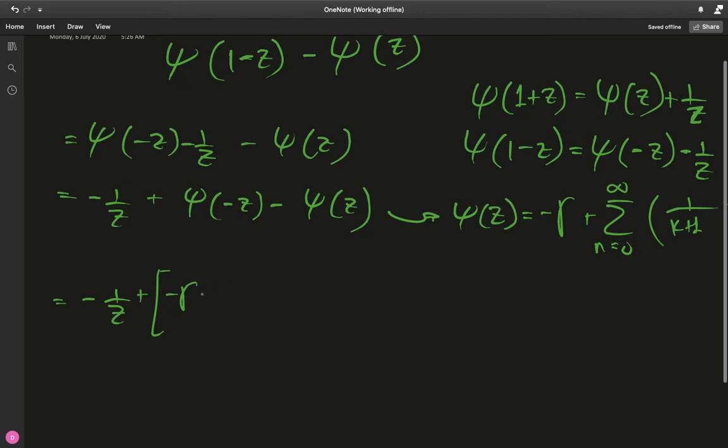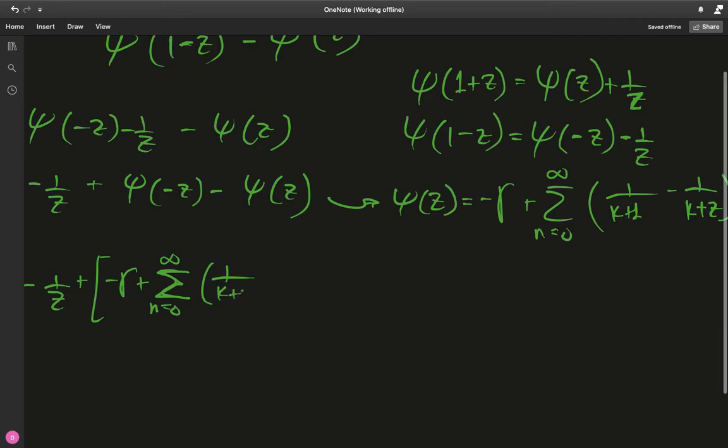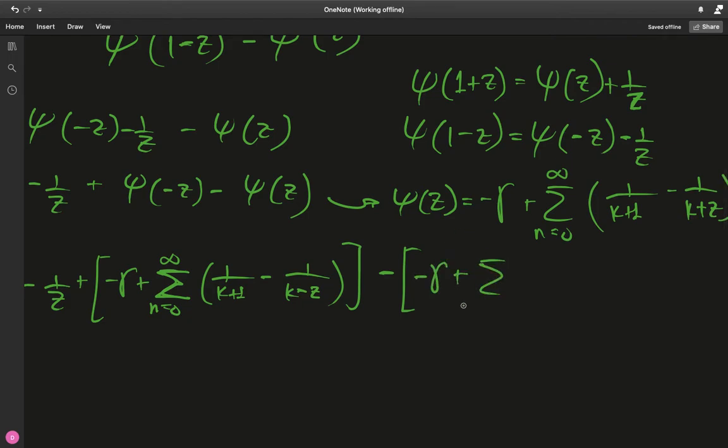plus negative Euler-Mascheroni constant plus the sum from n equals 0 to infinity of 1 over k plus 1 minus 1 over k minus z, and then subtracted from minus Euler-Mascheroni constant plus the sum from n equals 0 to infinity of 1 over k plus 1 minus 1 over k plus z.